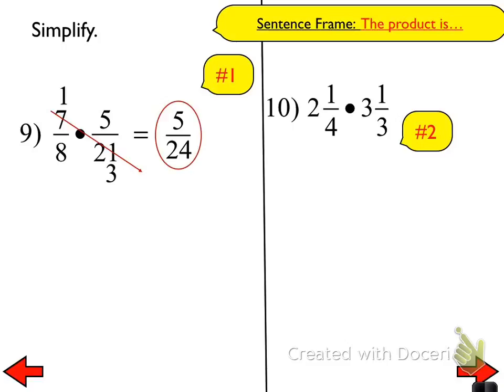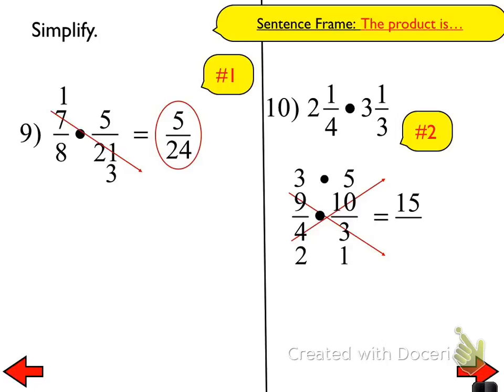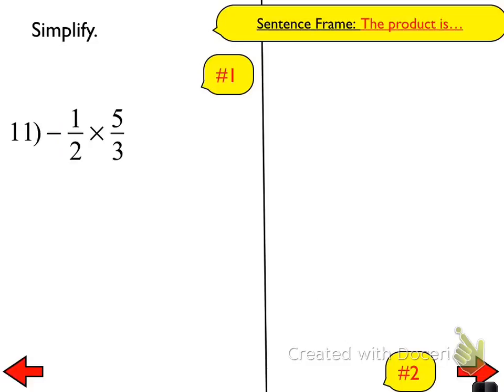So for number 10, here I'm going to turn those numbers into improper fractions. So I have 9/4 times 10/3. 9 and 3 have a 3 in common, so it becomes 3 and 1. 4 and 10, a lot of students didn't notice that 4 and 10 are both even, so I can divide it by 2. That leaves me with 2 and 5. So my answer is going to be 15 over 2, but that leaves me with 7.5. Any questions?